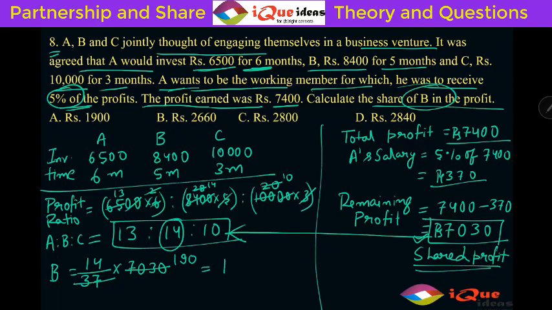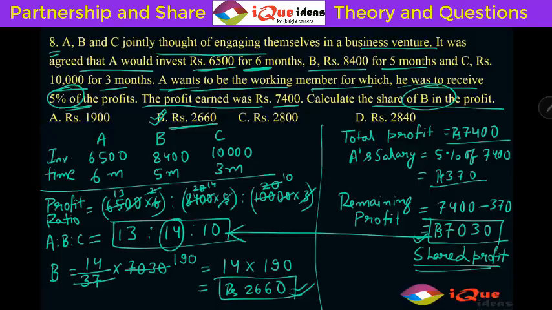So B's share will be 14 into 190, which is equal to rupees 2660. Right. So the answer of this question, that is B's share in the profit, is 2660, which, if you look at the option, is the second option. B option is the correct answer. All right. So we have done a sufficient amount of practice for the questions related to partnership.